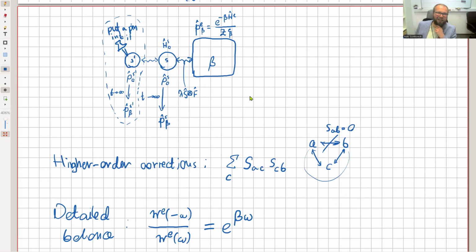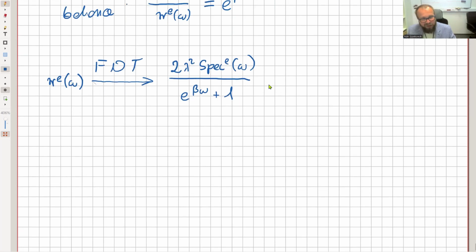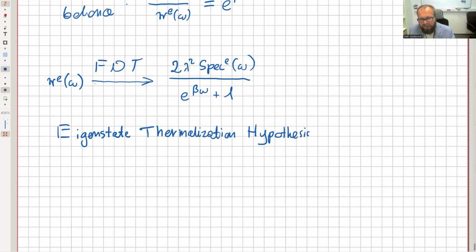But if you are interested in where the patient zero came from, my recommendation would be to look up a thing that's called the eigenstate thermalization hypothesis. It is a very interesting idea. So this is a hypothesis.